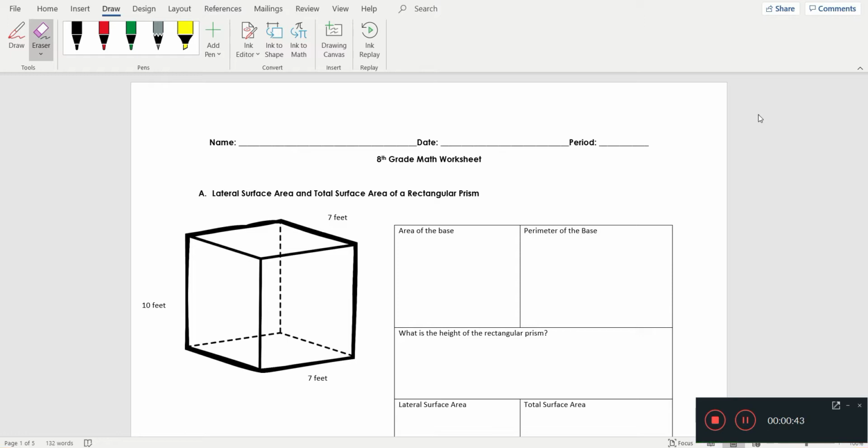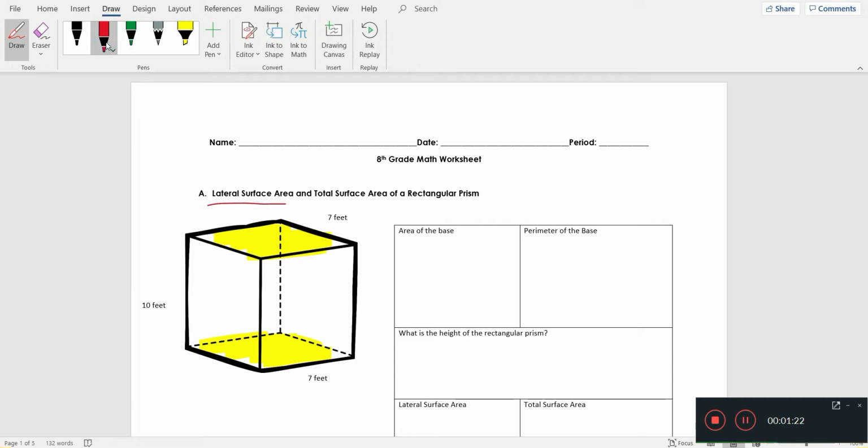Okay, so what we're going to learn today is the lateral surface area and total surface area. Before we start, I would like to review first if you know the word lateral surface area. Lateral surface area is the part of the prism without the bases, so not including the bases. If I shade this one, these are the bases for this prism. So the white part of this is the lateral surface area.